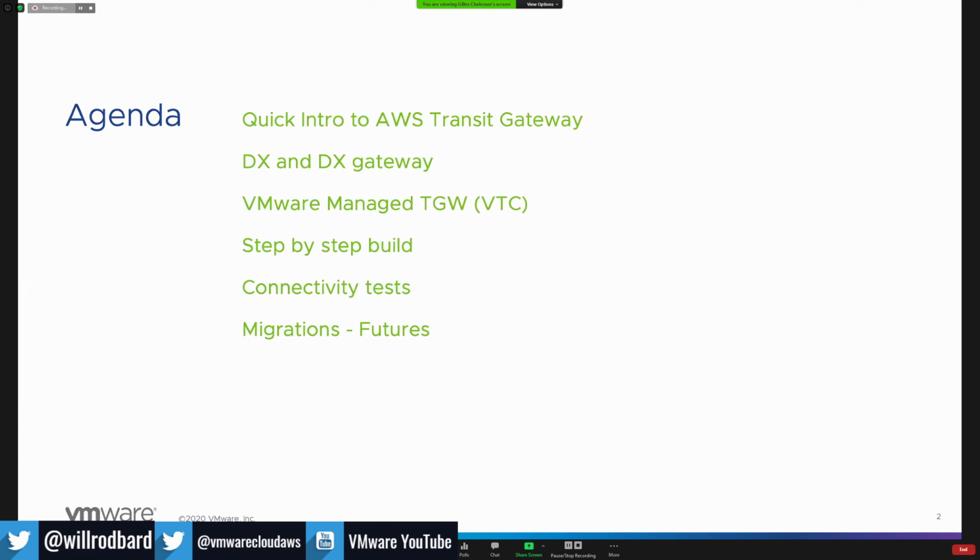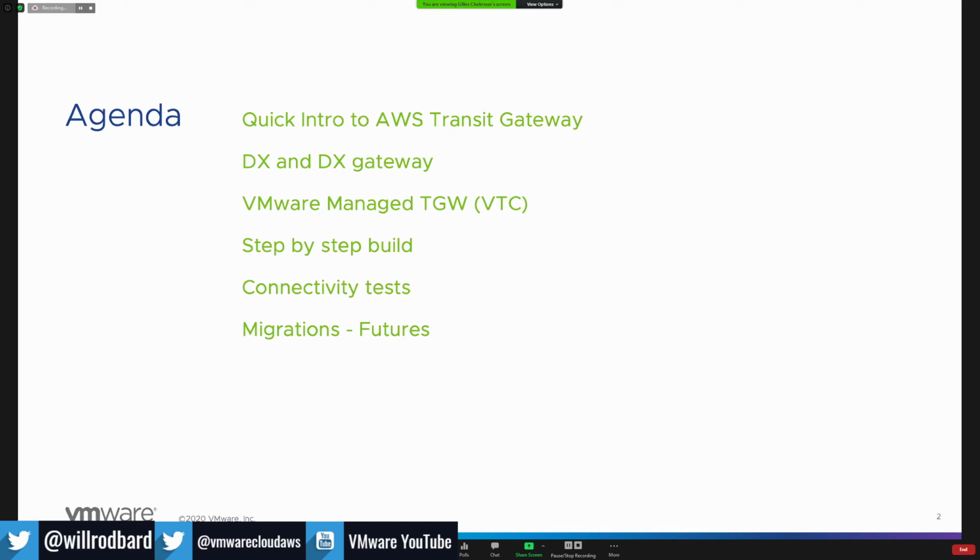So let me go through the agenda. First of all, I want to go through a quick introduction to AWS Transit Gateway. This is really basic. I'm going to show what is a transit gateway, how do we work with it, the routing tables, and all the rest of it. And then I go and do a recap on Direct Connect and Direct Connect Gateway. Those are really important stuff. Then we're going to talk about the VMware Managed TGW, or VTC, VMware Transit Connect.